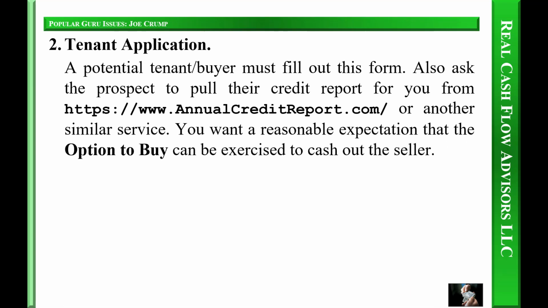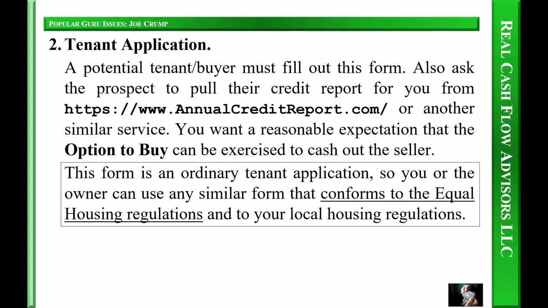Number 2, the tenant application. A potential tenant buyer must fill out this form. Also ask the prospect to pull their credit report for you from annualcreditreport.com or another similar service. You want a reasonable expectation that the option to buy can be exercised to cash out the seller. This form is an ordinary tenant application, so you or the owner can use any similar form that conforms to the equal housing regulations and to your local housing regulations.